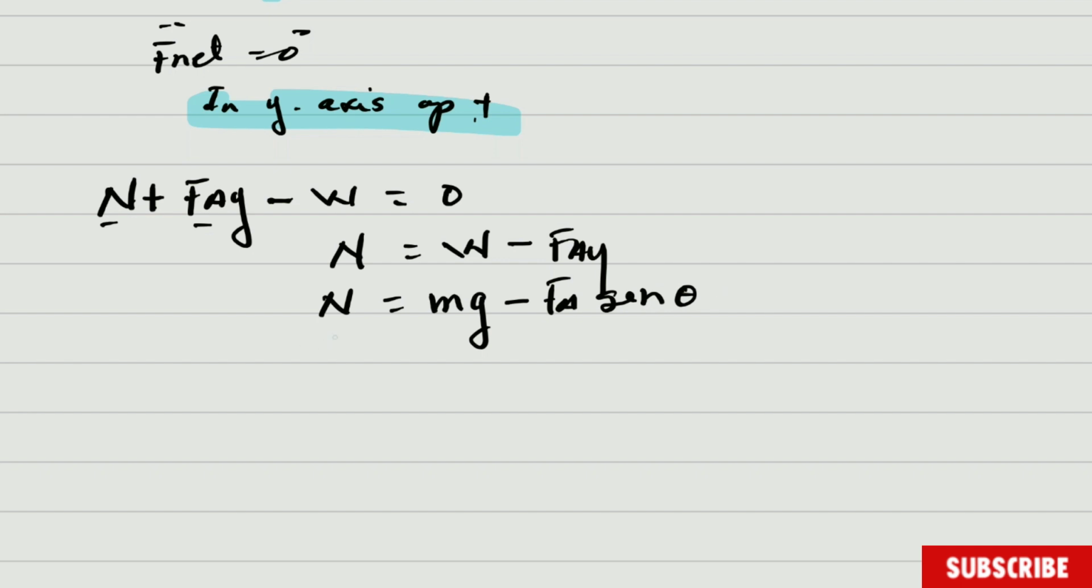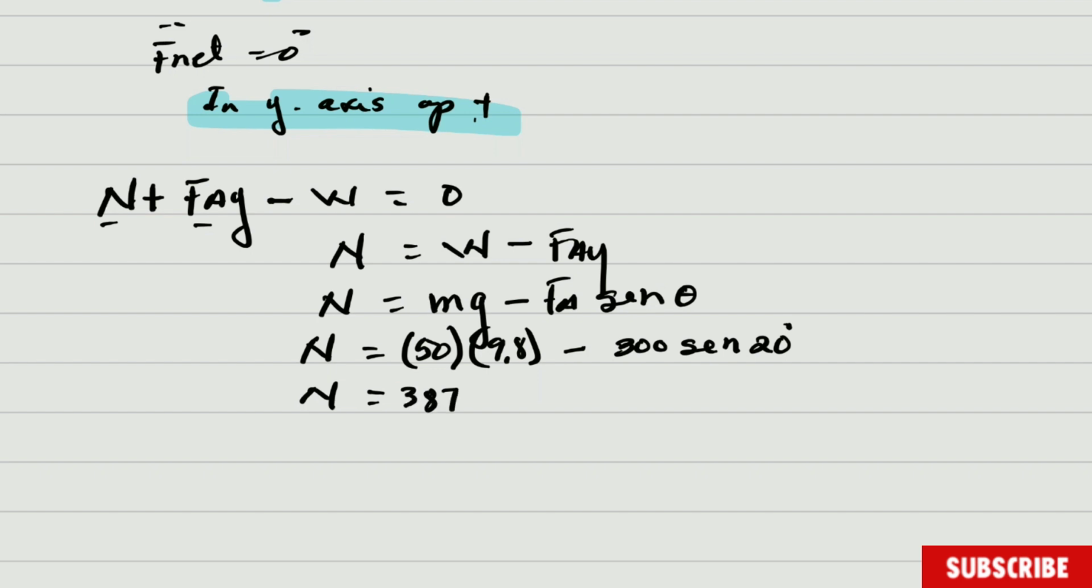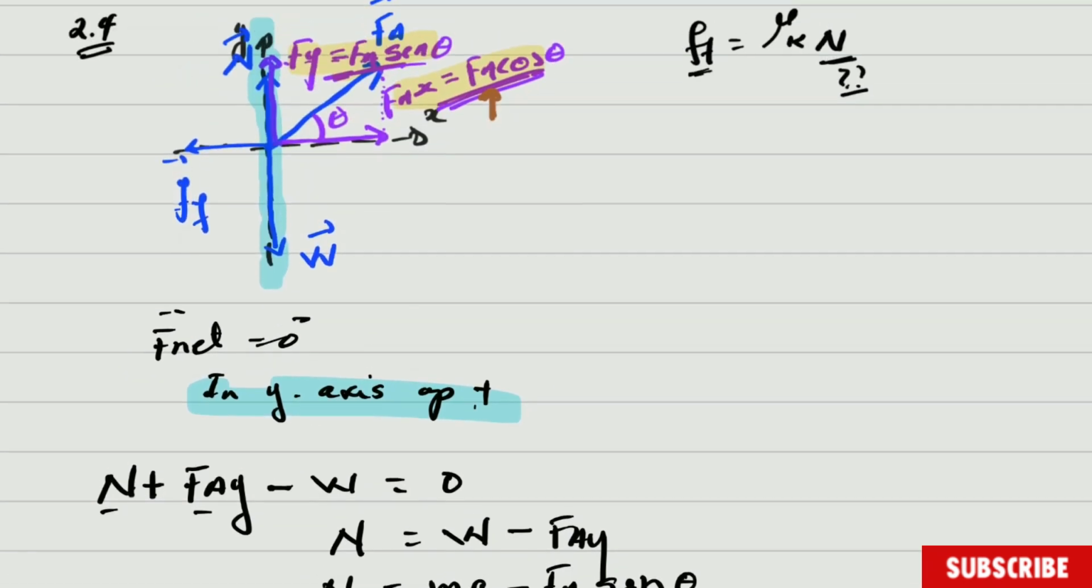Okay, so when we substitute here now, we have normal is equal to 50 times 9,8 minus applied force is 300 multiplied by sine of 20 degrees, which is the angle, and then you will get the normal. This one will give you 387,394. I'm going to leave it in 3 decimal places. And now we're going to substitute the normal force in here.